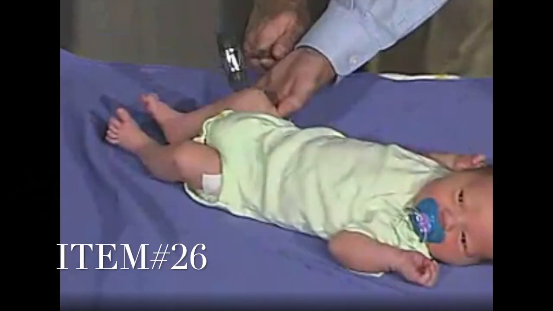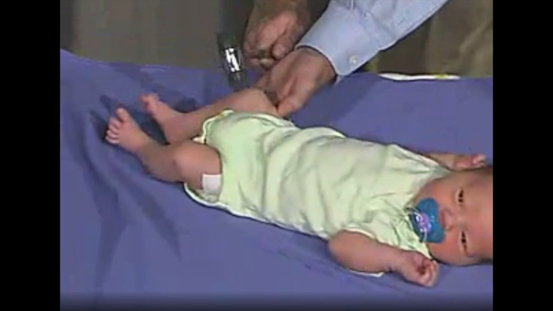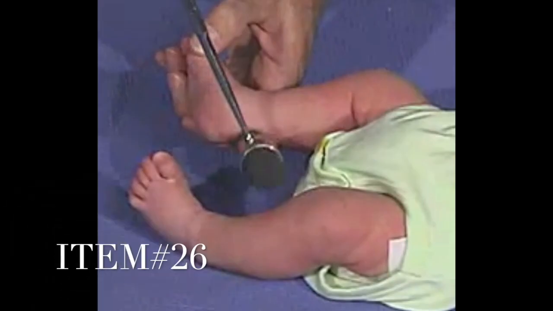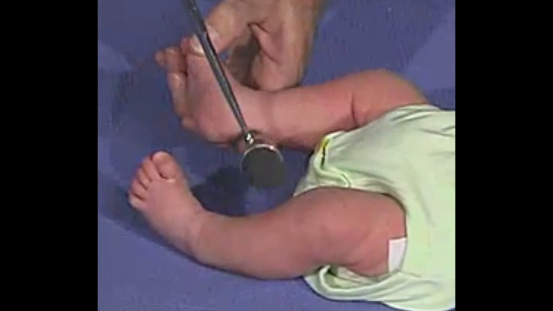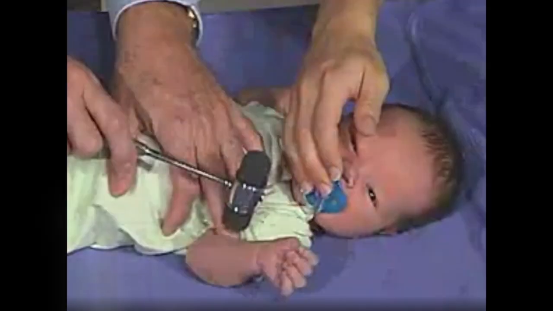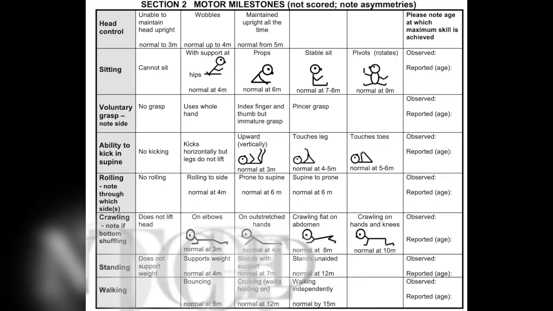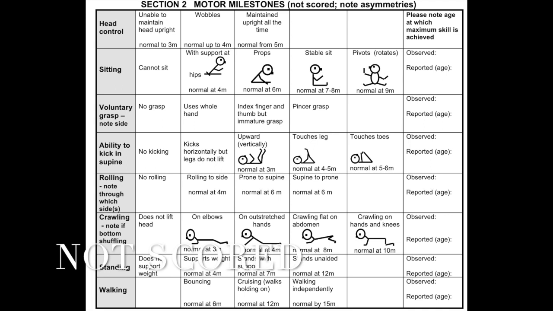Item 26 is the reflexes for your bicep, your knee, and your ankle. A score of 3 is easily elicitable. A score of 2 is mildly brisk. A score of 1 is brisk. A score of 0 is clonus or absent. The last two sections of the HINE exam are not scored. You just simply have to note the asymmetries and the behavior.